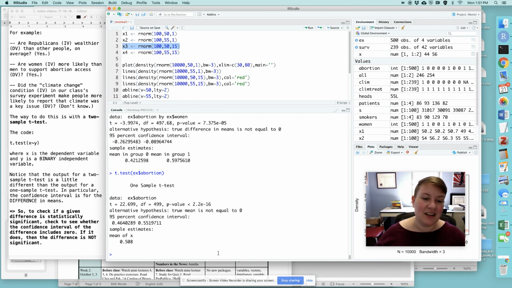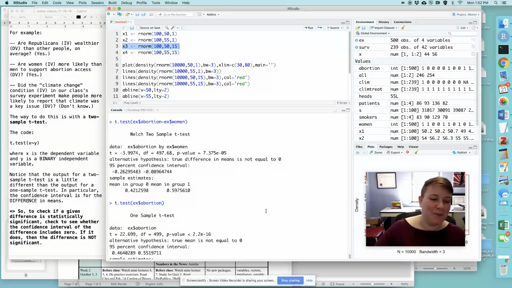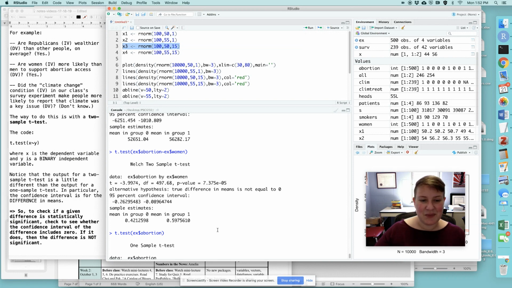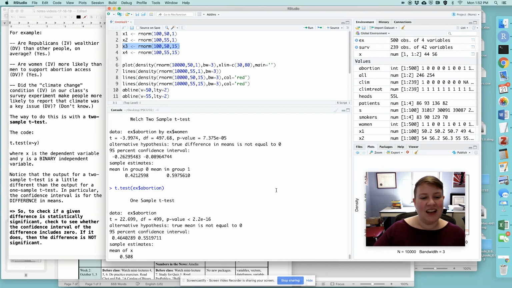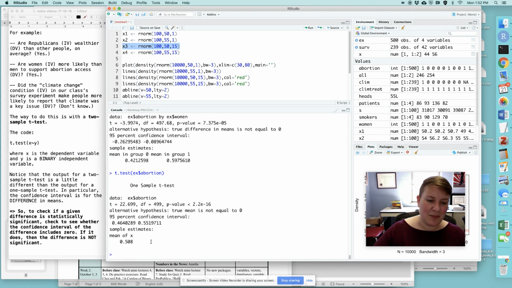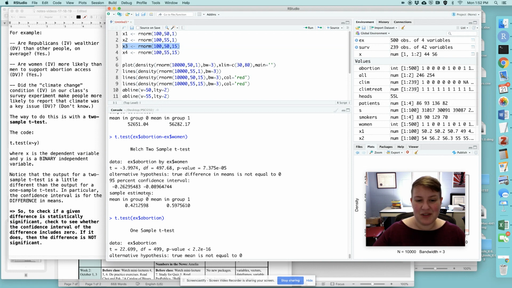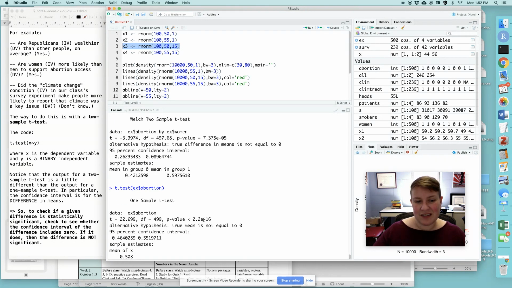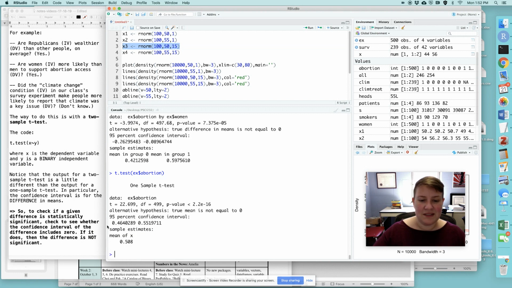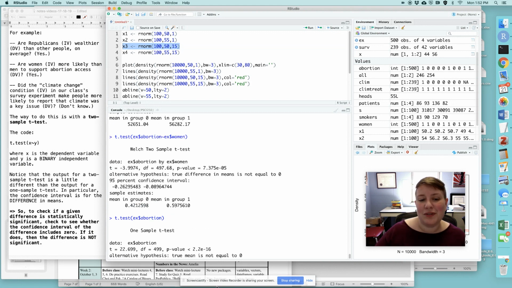But notice that in a one-sample t-test, for one thing, it says one-sample t-test at the top. In a two-sample t-test like this one, it'll say two-sample t-test. In a one sample, it just shows you the mean of that sample. In a two sample, it shows you the means of the two groups. And the other key difference is the null hypothesis. With a one-sample t-test, the null hypothesis is that the true mean is equal to 0. With a two-sample t-test, the null hypothesis is that the difference in means is equal to 0. Kind of like we talked about in the last video.